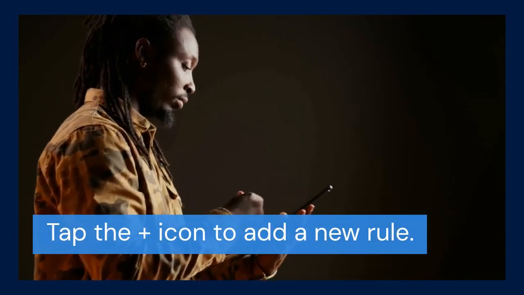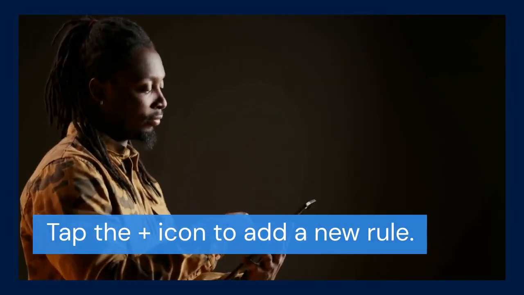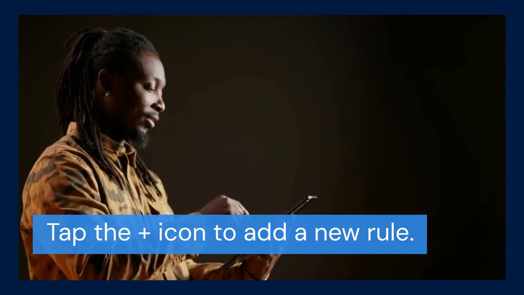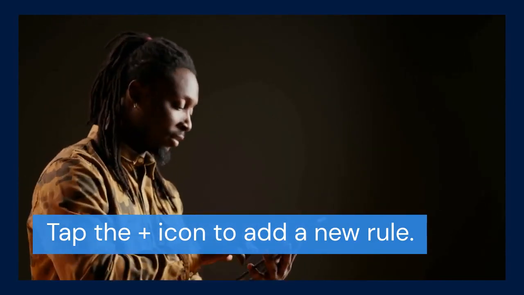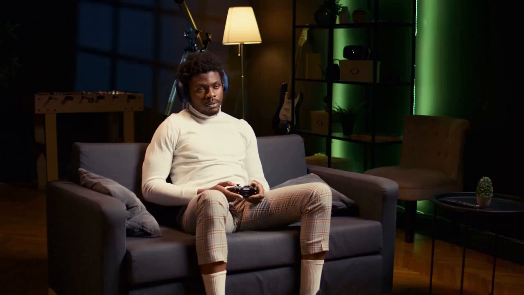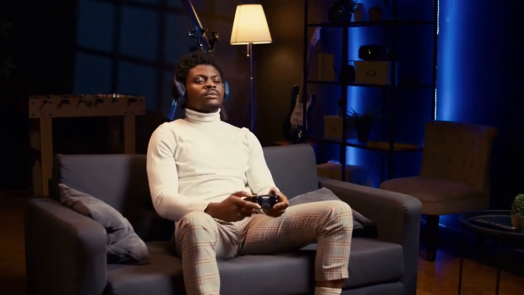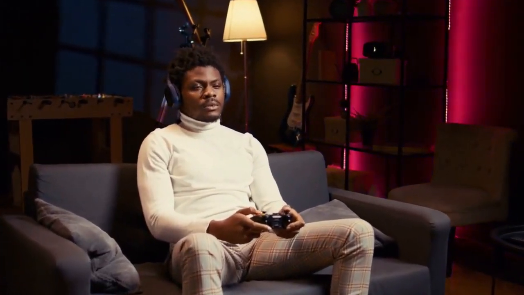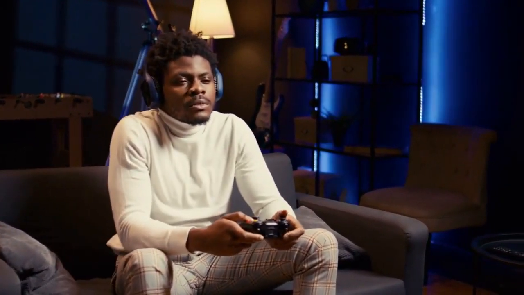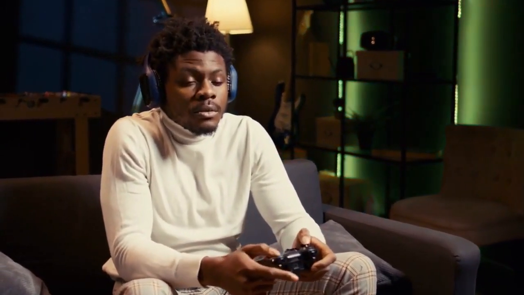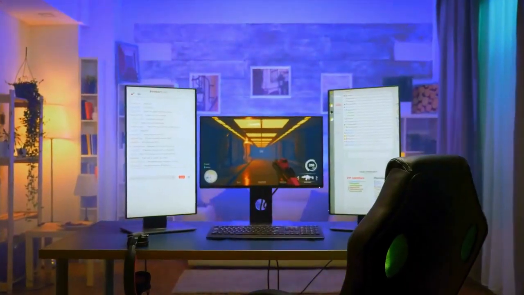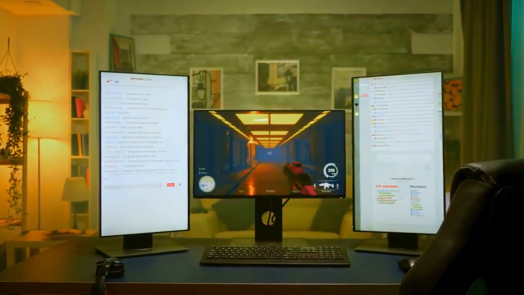If you haven't set up any rules yet, this section will be empty. To add a new rule, tap the plus symbol icon in the upper right corner. Next, select the device you want to forward the port to. This is usually a computer, game console, or other device on your network. You'll see a list of devices connected to your eero network.